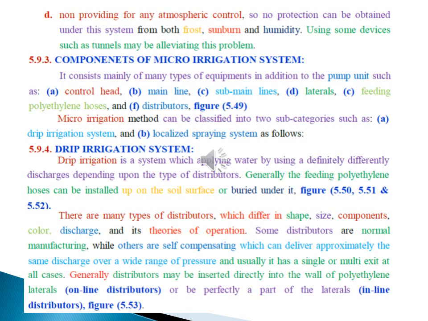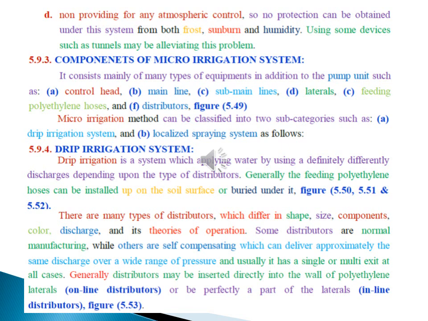Anyway, as we remembered before, micro irrigation methods can be classified into two subcategories: drip irrigation system and localized spraying system, as follows. A drip irrigation system is a system which applies water using a different discharge depending upon the type of distributor.